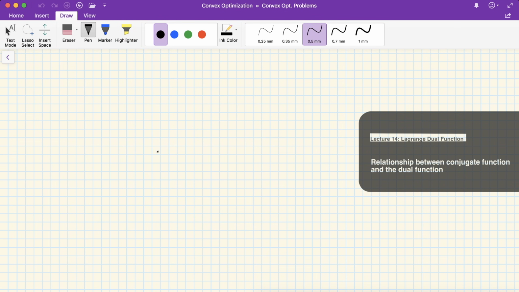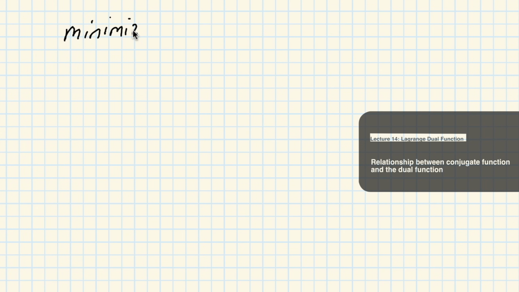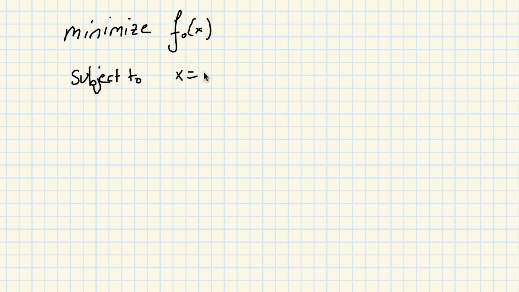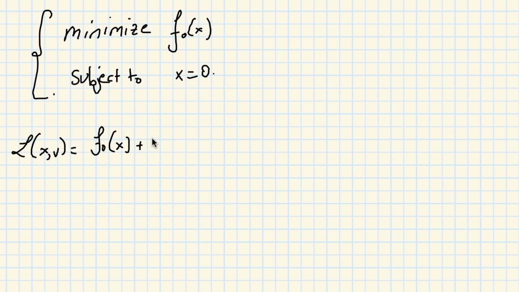Now there's one very important thing I'd like to tell you. Imagine the following problem. So imagine I'm trying to minimize a cost subject to x equal to 0. What is the dual function here? First of all, I'm going to write the Lagrangian L(x, nu). There's no lambda because I don't have inequality constraints. It's equal to f0 of x plus nu x.